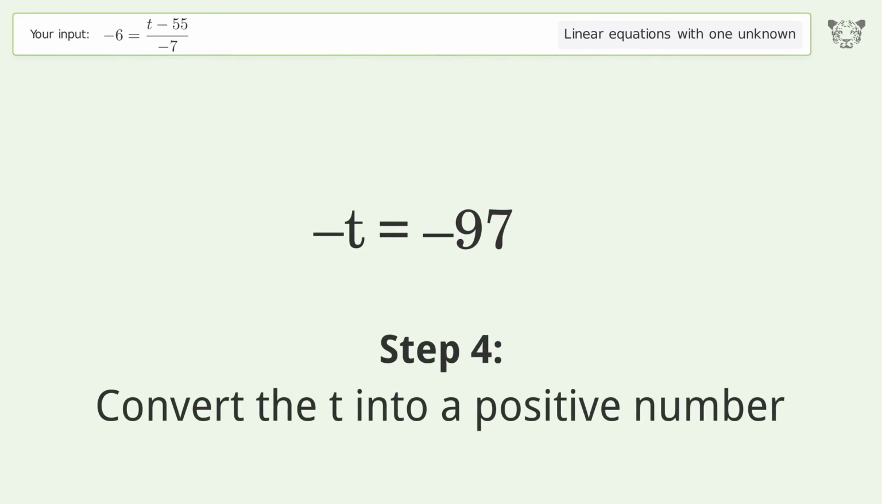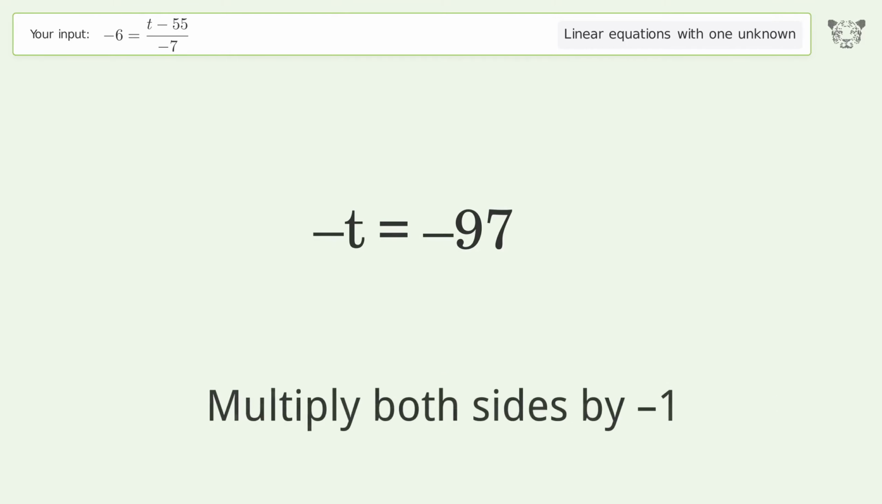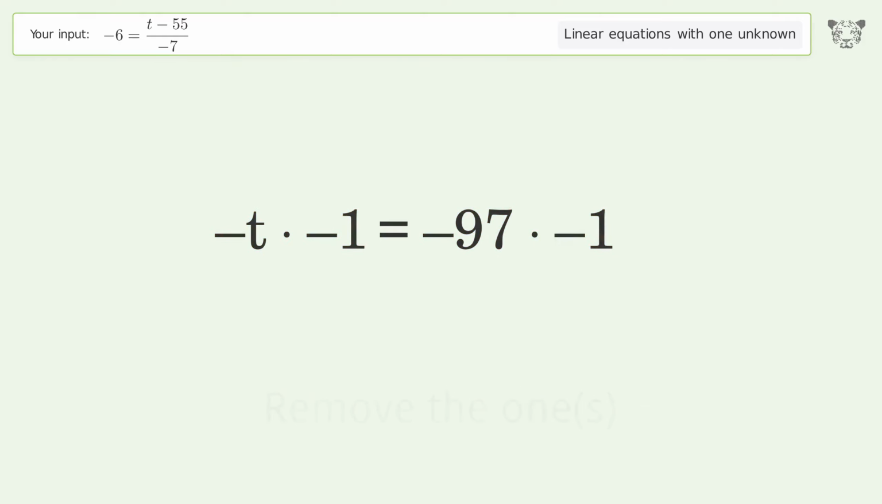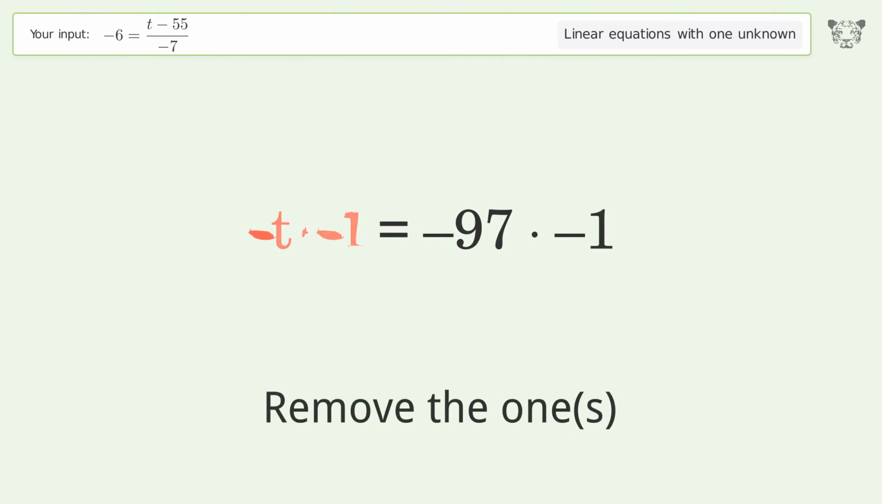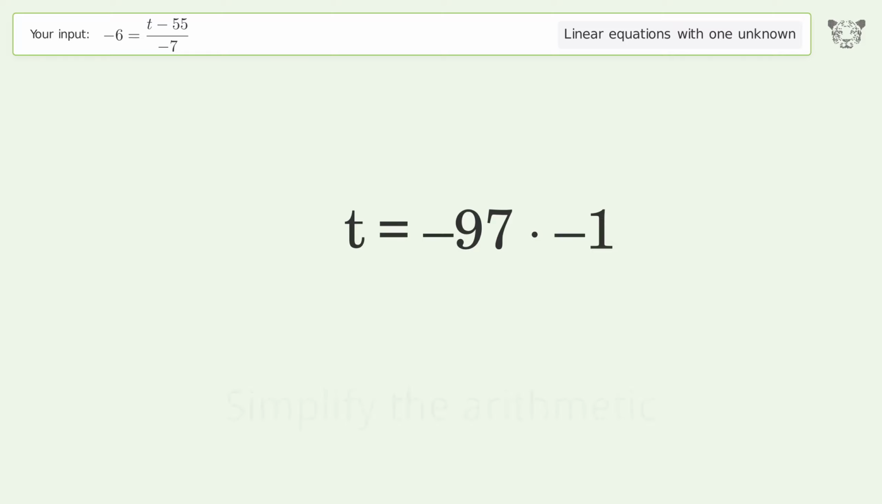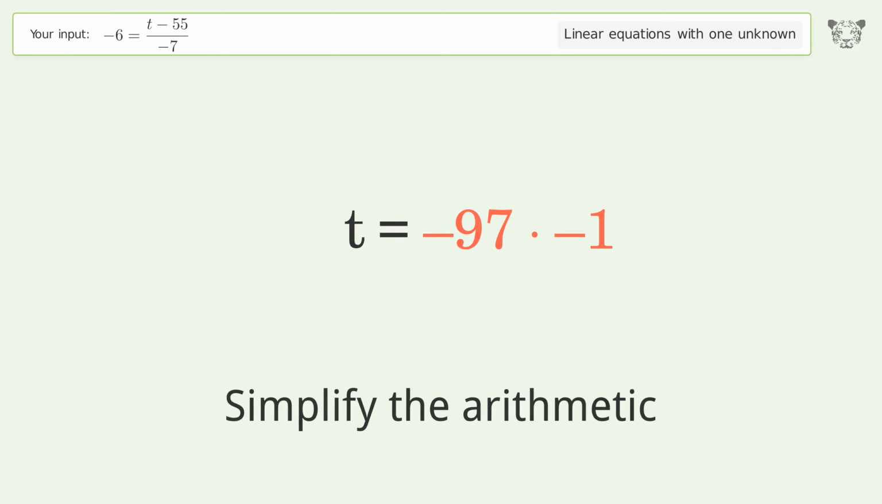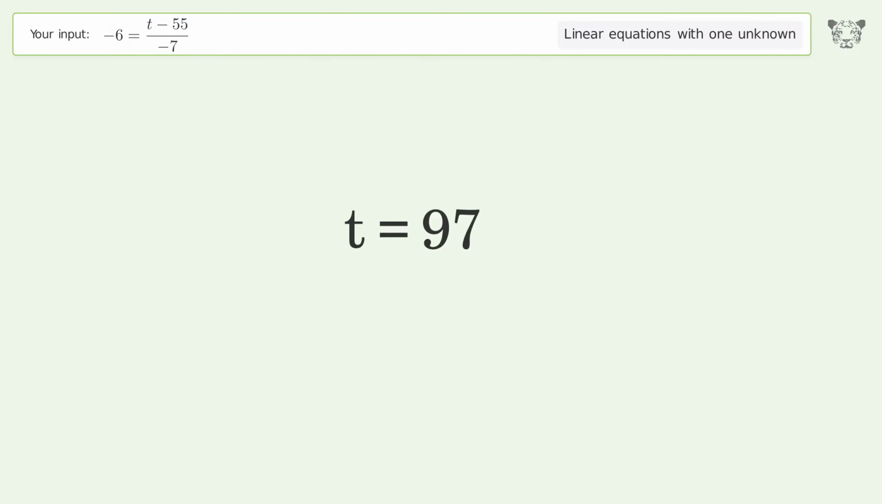Convert the t into a positive number. Multiply both sides by -1. Remove the ones. Simplify the arithmetic. And so the final result is t equals 97.